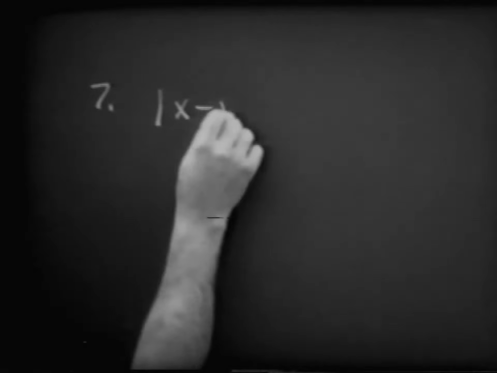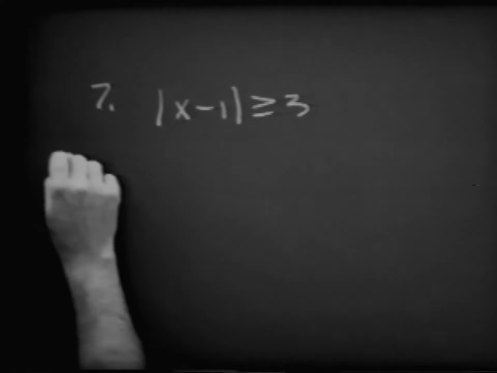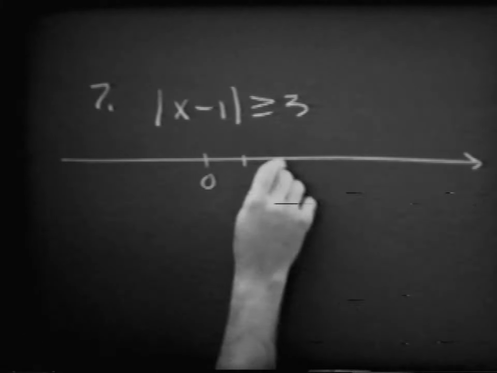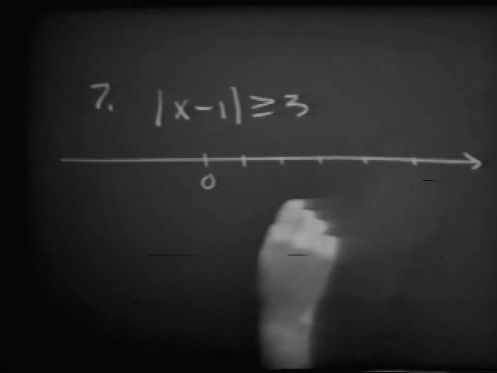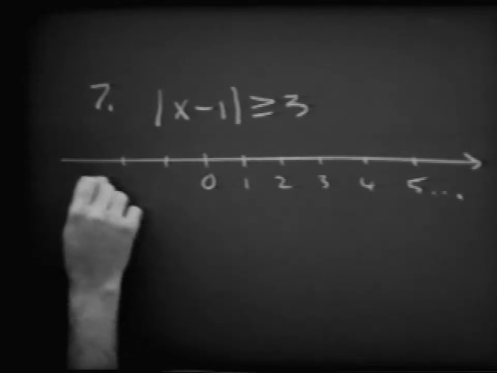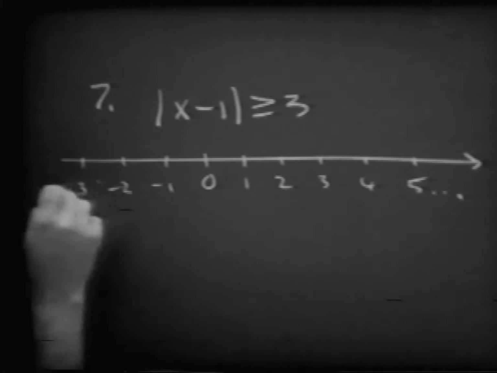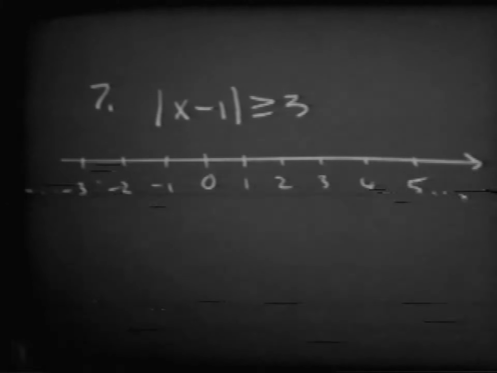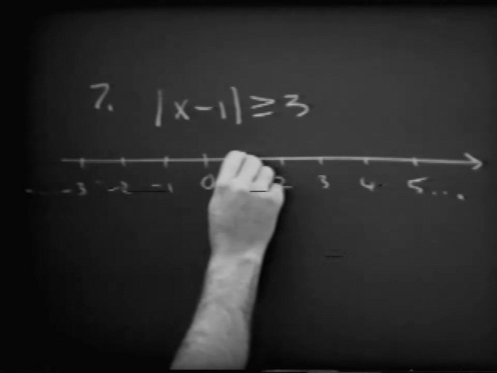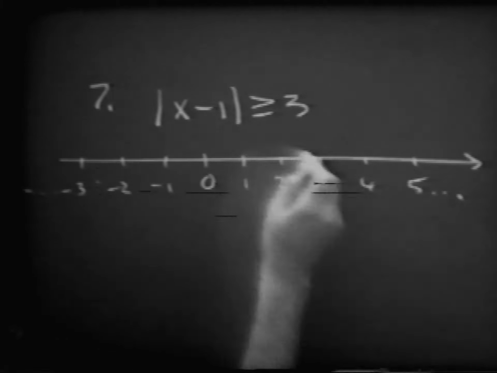So let's look at an example such as the absolute value of x minus 1 is greater than or equal to 3. And let's see what this graph is going to look like. Let's go right to the number line. So here's 0, 1, 2, 3, 4, 5 to the right, and so on. And -1, -2, -3 to the left, and so on. And now what's our starting point? 1. And we then want to go how many units away from the number 1? 3. At least 3, is that right?